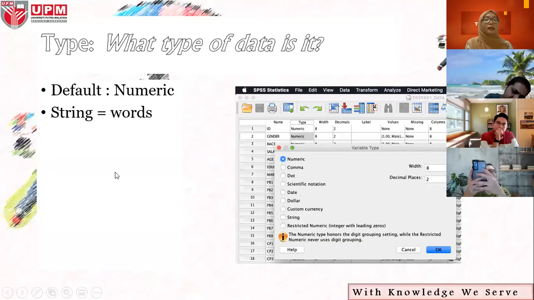Okay, next one, the type. So what type of data is it? By default, your system will show numeric. Again, if your data is in wording form, then you can select string. Then you can insert your data in words. Okay, this one, for example.